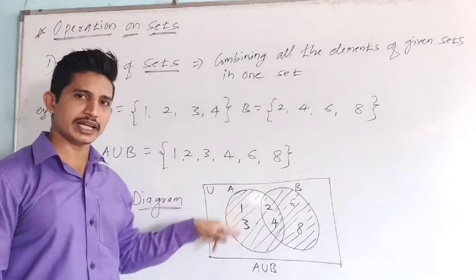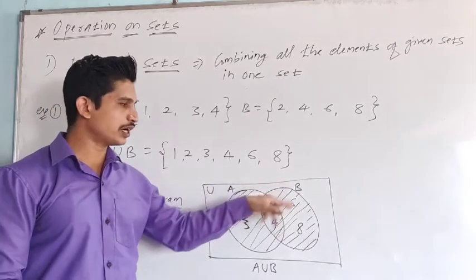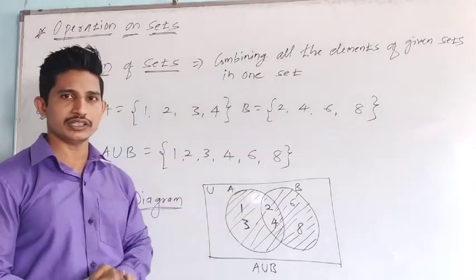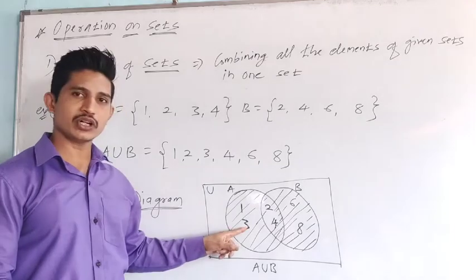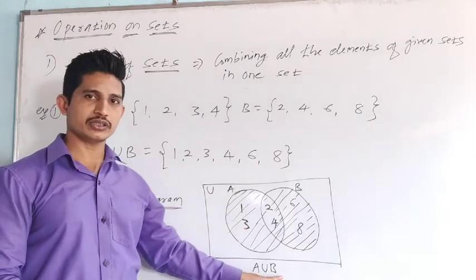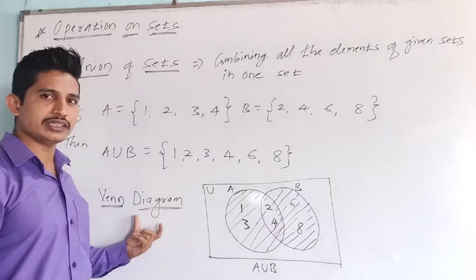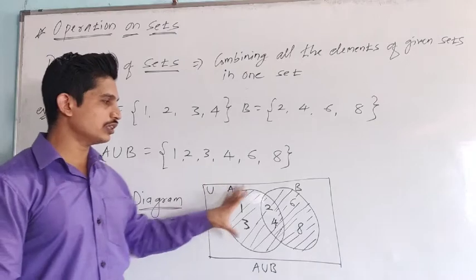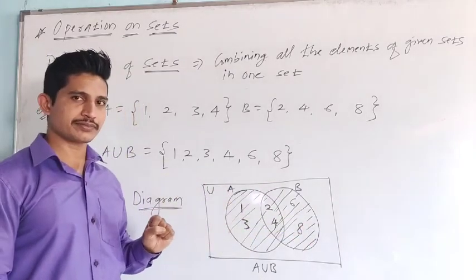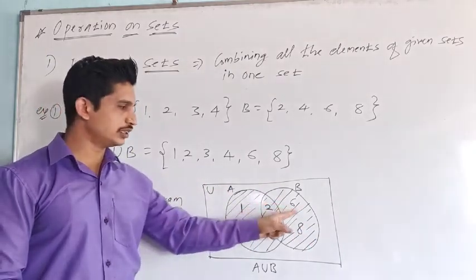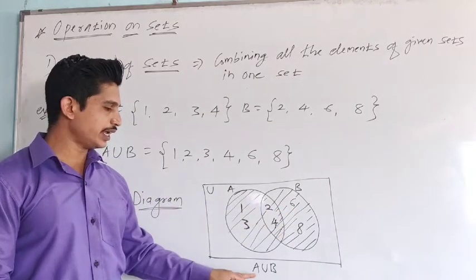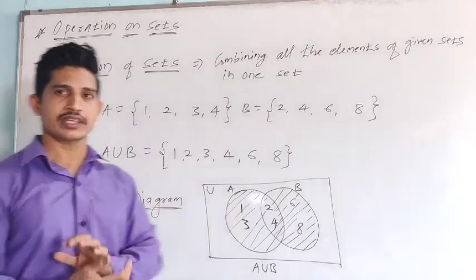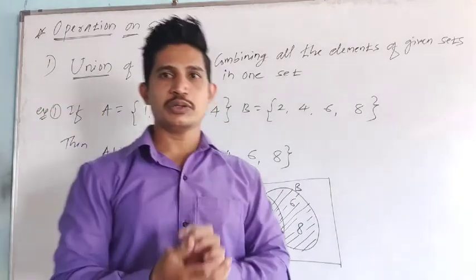Draw means draw your lines in part A also, part B also. All the part of A, all the part of B will come in the union. This diagram is called A union B, and this is called the Venn diagram. U is called what here? Universal set, not union. Universal means the full set is the universal set. In this, set A is there, set B is there, and A union B means all the part of A, all the part of B.